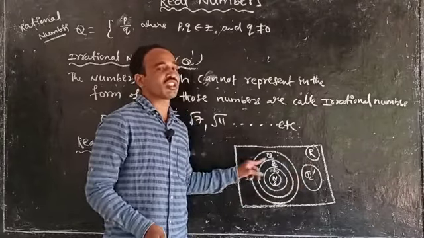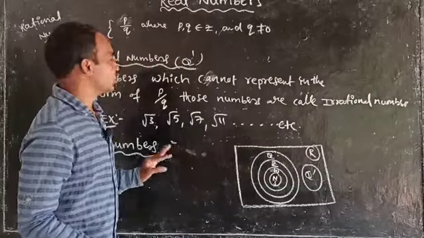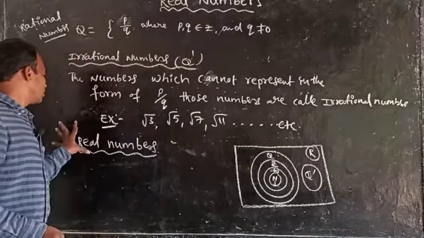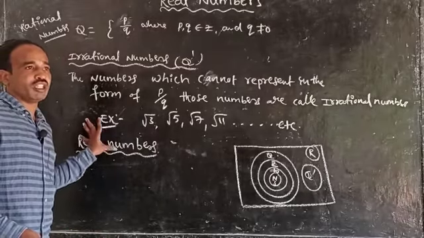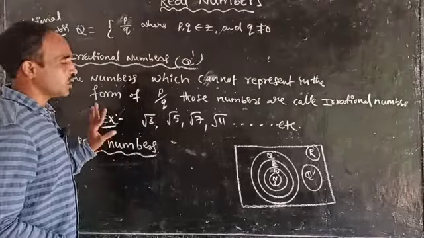These all numbers are indirectly called real numbers. So, did you understand the real numbers? Maybe all of you understand these numbers. This is the real number.